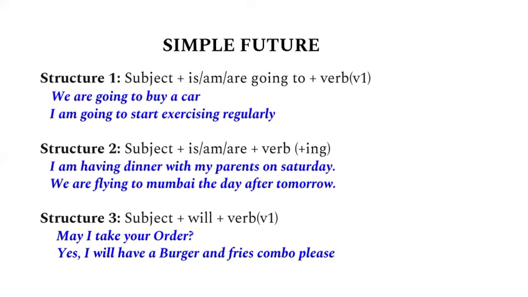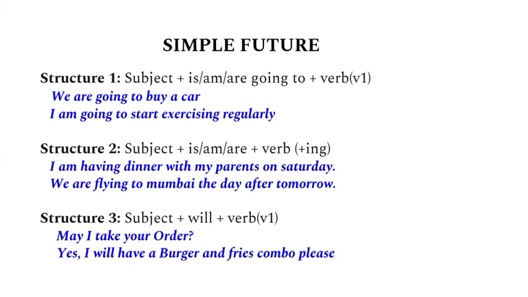So, let's talk about the use of will. Will is used to express three things: instant decisions, offers, and promises. We make this form with subject plus will plus verb in the V1 form. For example, in the restaurant the waiter asks, "May I take your order?" And you say, "Yes, I will have the burger and fries combo, please." This is an instant decision. You did not plan two weeks ago to eat this food in the restaurant. You just made the decision now.